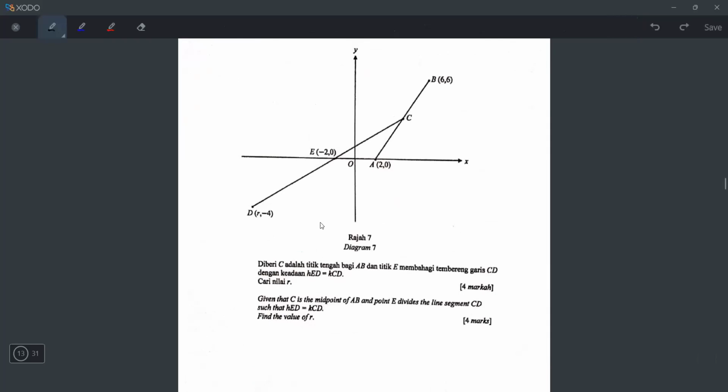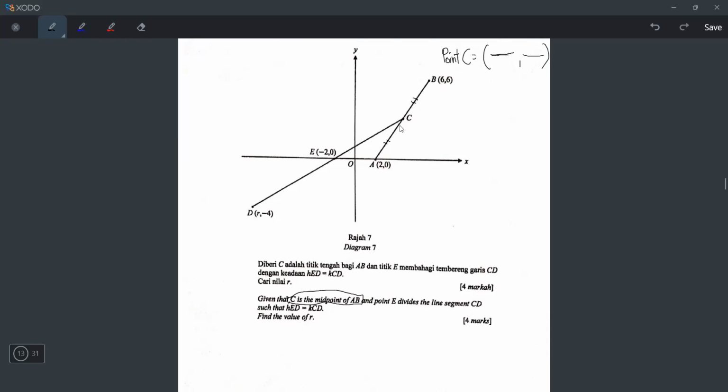Given that C is the midpoint of AB, if C is the midpoint, it means here and here will be the same length. So immediately I can find my point C. Maybe you will say, hey Junhao, they never ask you to find point C, they want to find the value of R. I don't care what they want me to find. I just find whatever I can. I haven't even finished reading the question, but the moment I see this, I will straight away find it. I know Addmaths is like that. You have to find whatever you can. Focus on what you can get, not what they ask you to find.